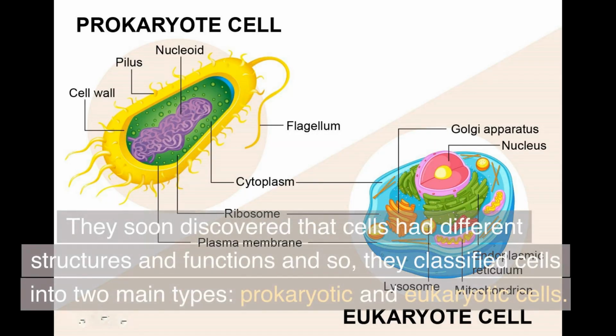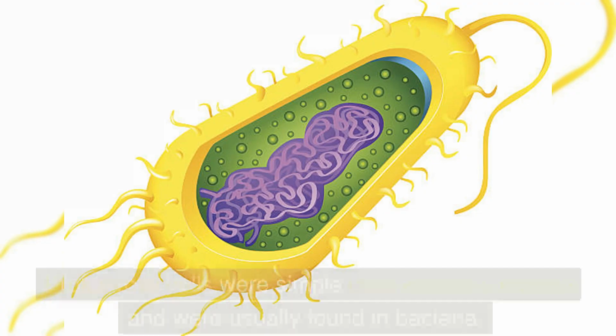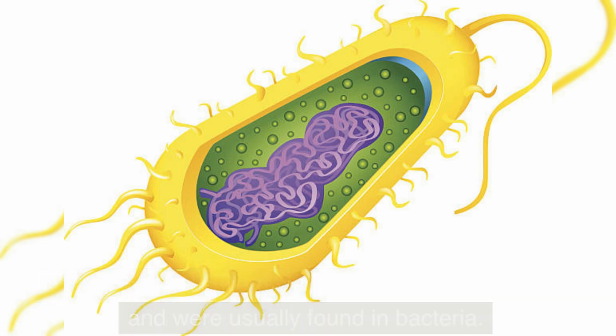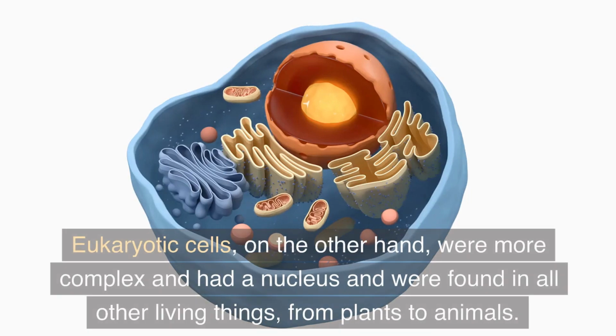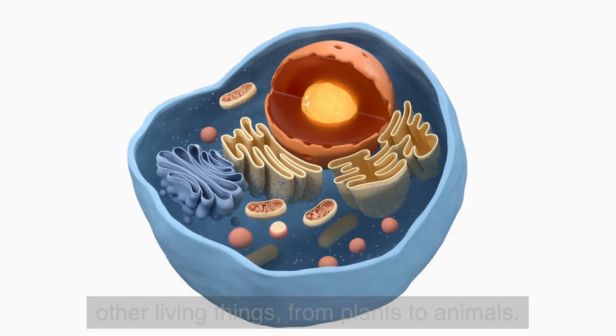They soon discovered that cells had different structures and functions, and so they classified cells into two main types: prokaryotic and eukaryotic cells. Prokaryotic cells were simple cells without a nucleus and were usually found in bacteria. Eukaryotic cells, on the other hand, were more complex and had a nucleus and were found in all other living things, from plants to animals.